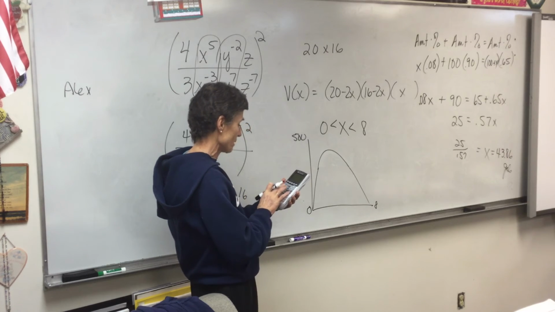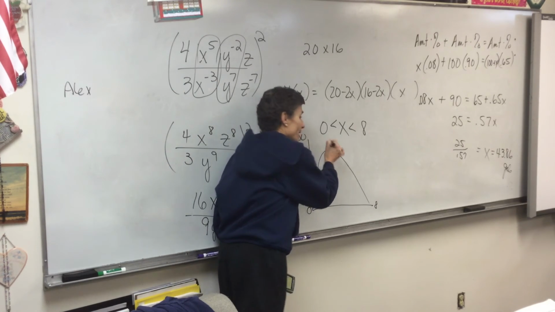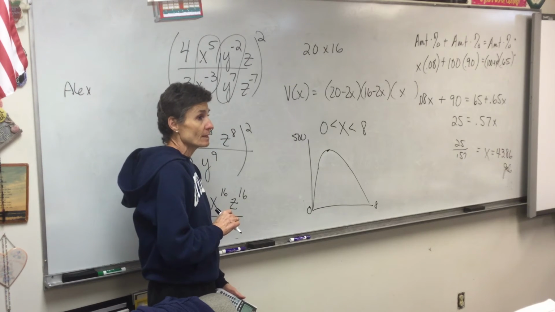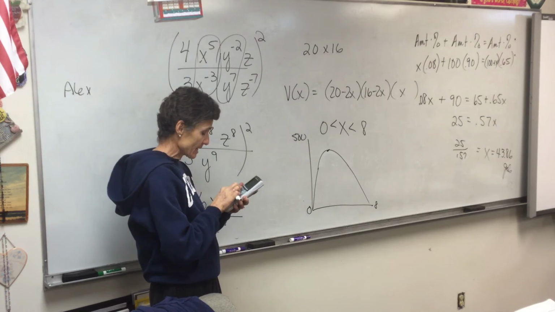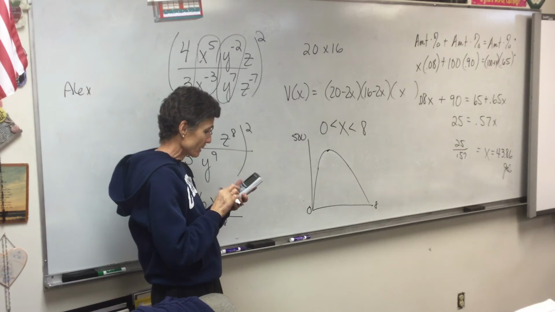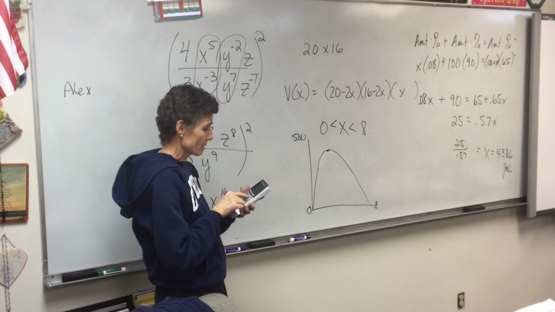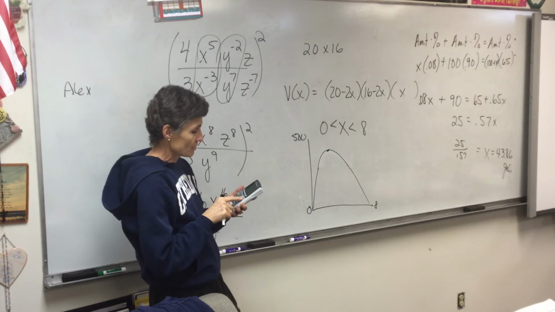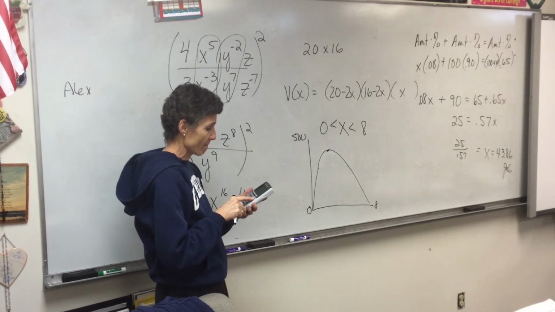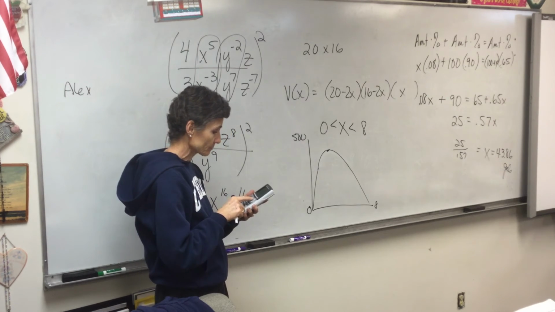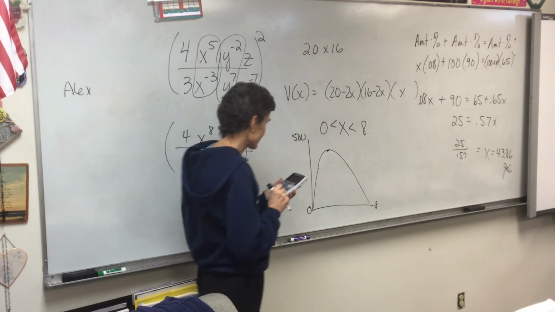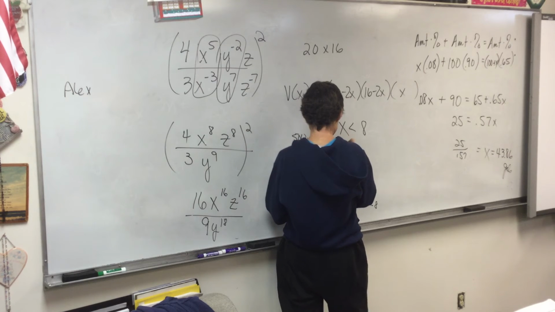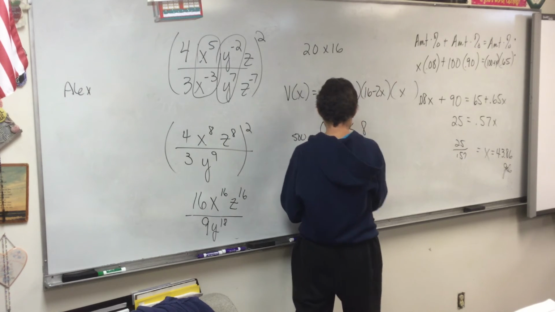So I'm going to graph this picture, and now I want to find my maximum. And how do I do that? Second calc, pick maximum, set your left bound and your right bound, and my maximum is 2.94, comma, 420.11.